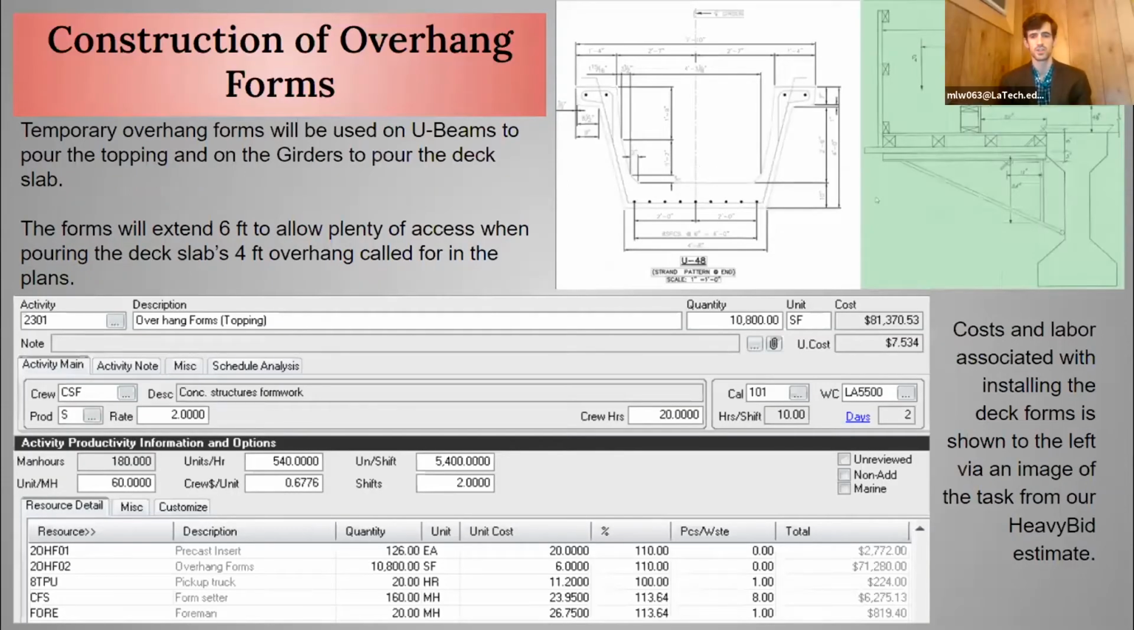Highlighted is construction of the overhang. These overhang forms will be used in 2 separate places. First, around the perimeter of the U-beams to assist in pouring the topping, and then later it will be used to pour the deck slab. These forms will extend 6 feet to allow plenty of access when pouring the deck slab's 4-foot overhang called for in the project plans. And on the bottom of the screen, you can notice the cost and labor associated with installing these deck forms.